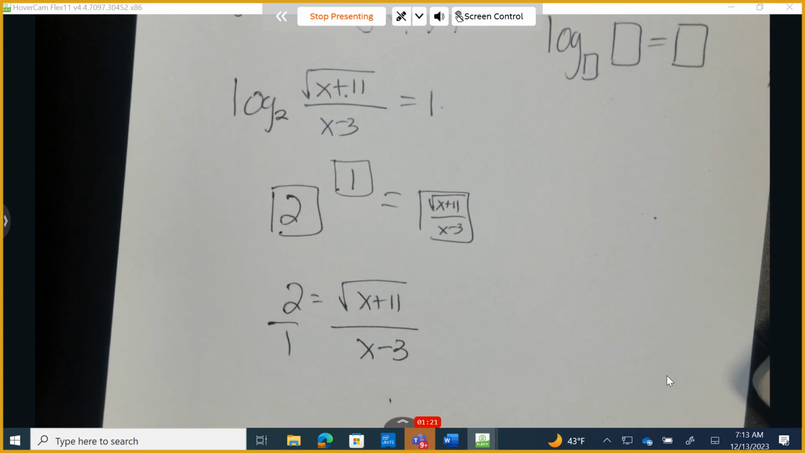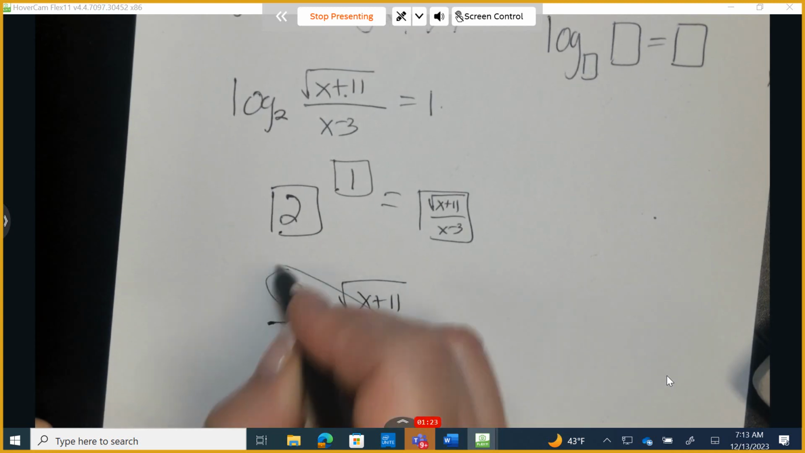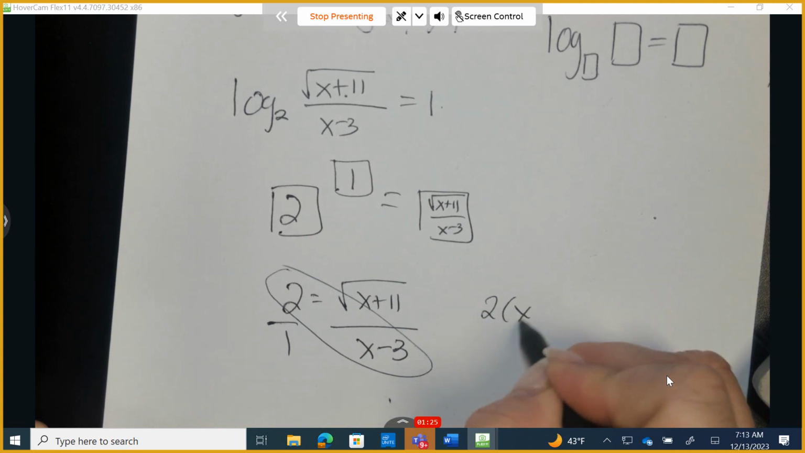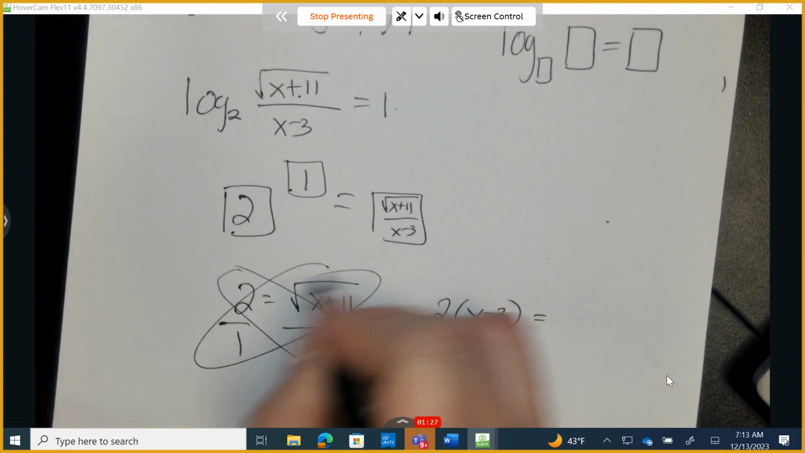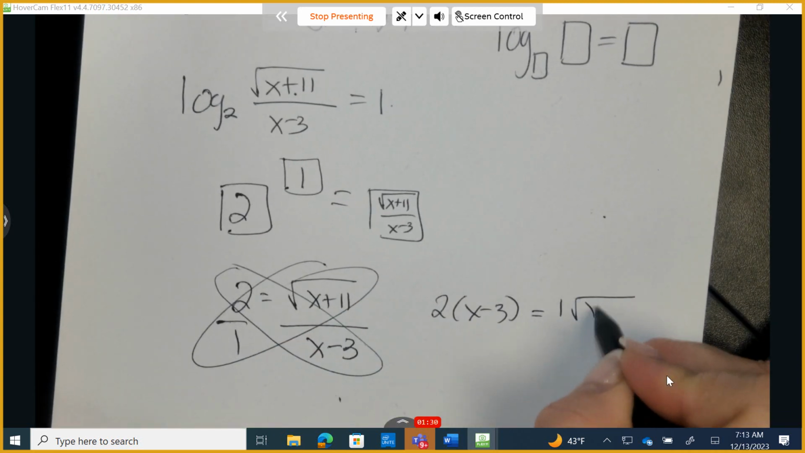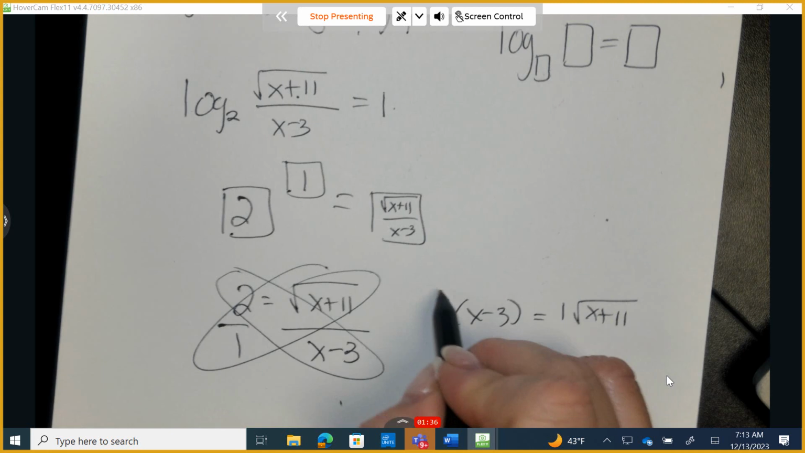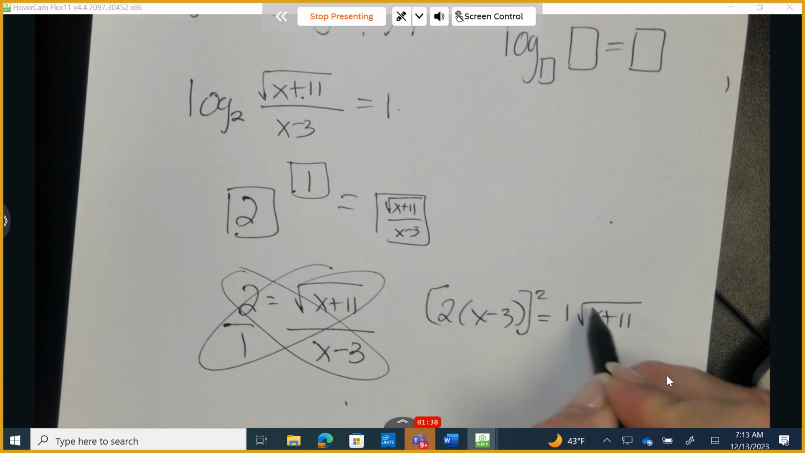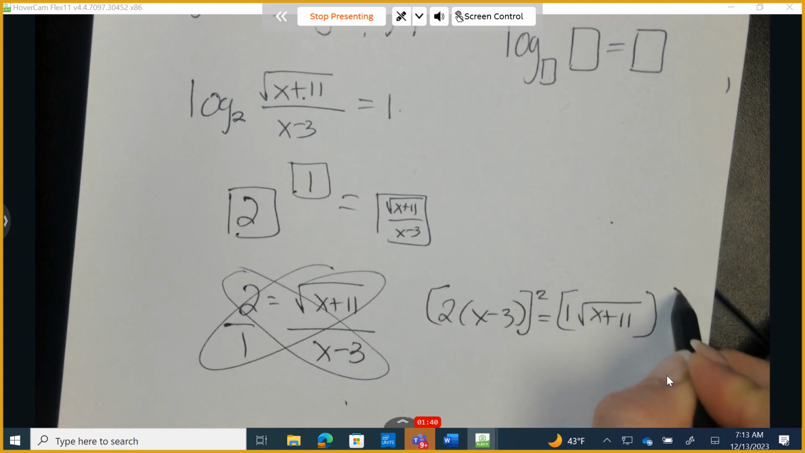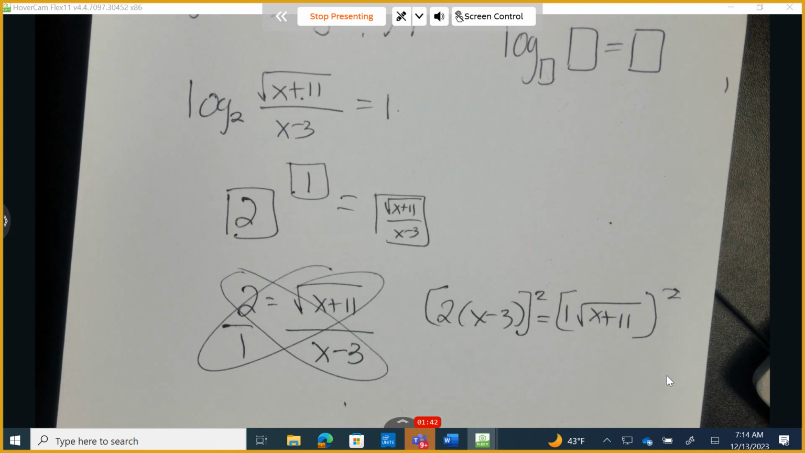So let's cross multiply here and let's see what we can do. I'm going to take this quantity, so 2 times x minus 3 times 1 times the square root of x plus 11. And we have a couple different ways that we could do this. I think right away I'm going to choose to square both sides. That's the first thing I'm going to do. And I'm doing that because I want to get rid of that square root.